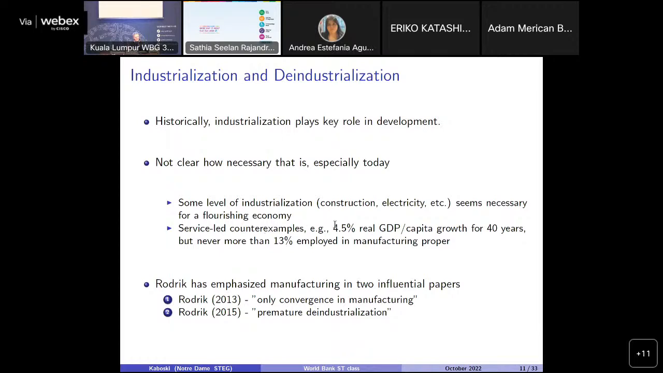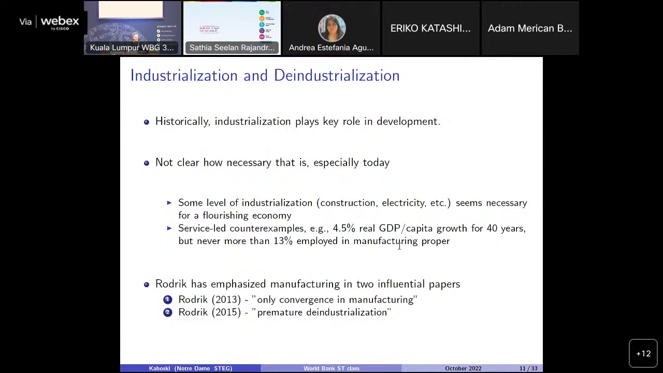This is India. India's had 4.5% real GDP per capita growth for 40 years. That's approaching miracle-type growth. It's been extremely steady, solid growth for a 40-year period. They've never had more than 13% of the workforce employed in the manufacturing sector. And we know there's a lot of service exports in IT services, call centers, et cetera, in India. And it seems to be a viable model, at least for them.